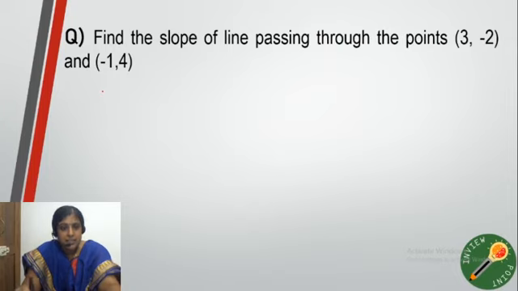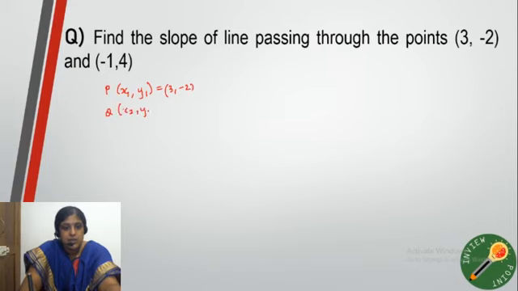Now let's consider the next problem. Find the slope of a line passing through points (3, -2) and (-1, 4). See here, the first point, say P (x1, y1), is equal to (3, -2). And let the second point Q (x2, y2) be equal to (-1, 4), right? Then what is the equation to find the slope of a line?